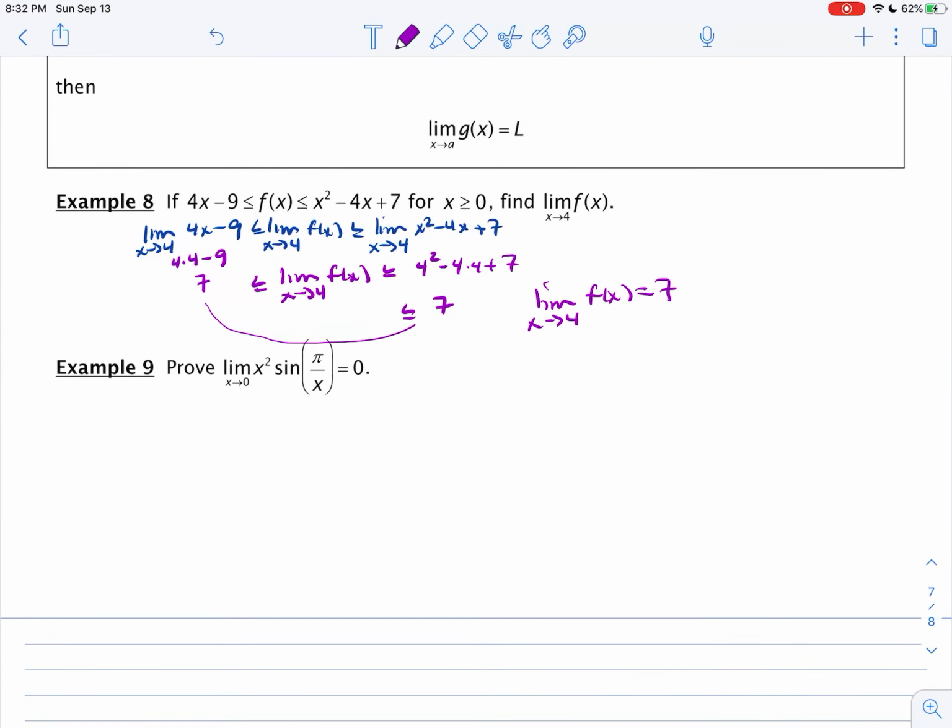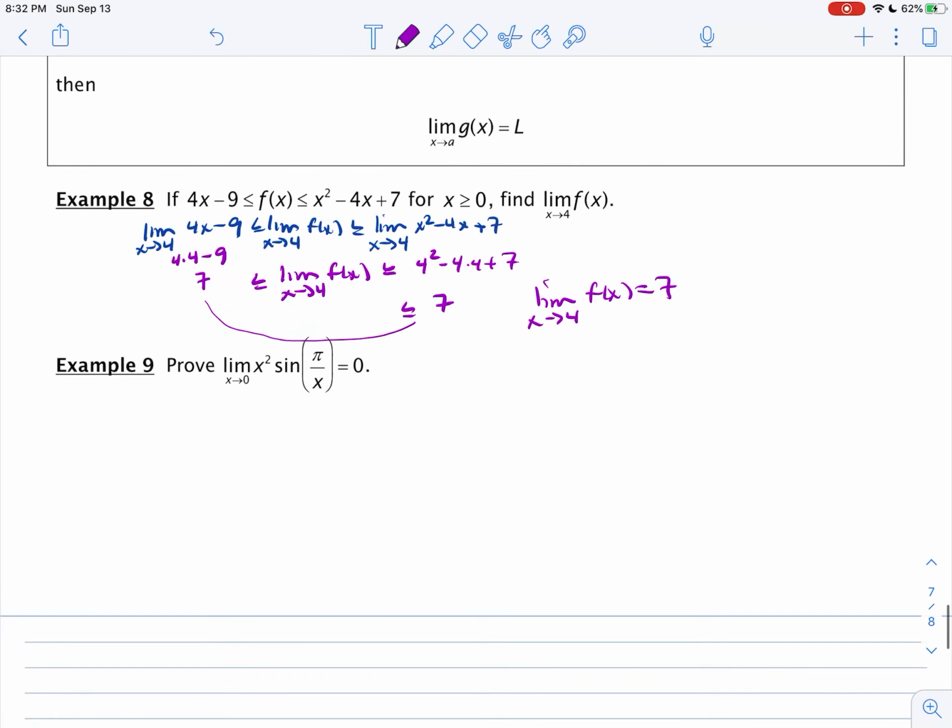And finally, we want to prove that the limit as x approaches 0 of x squared times sine of pi over x is equal to 0. Okay, so we can start off with sine of pi divided by x being less than or equal to 1, and also bigger than or equal to minus 1, right? Because sine doesn't go above 1, and it doesn't go below negative 1. Good. And this function would not be defined at x equal to 0. Good. But we do know that this is the case.